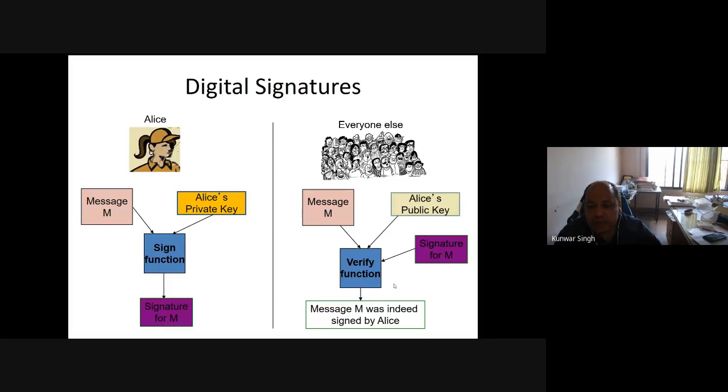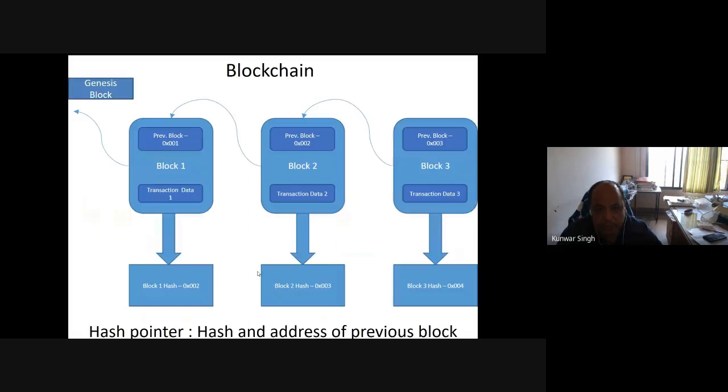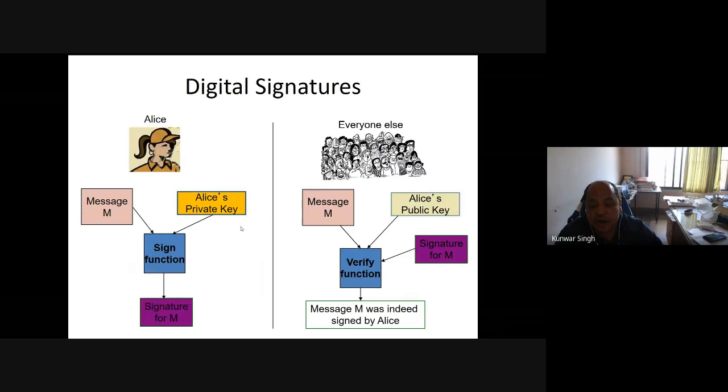So this is the thing. Now the difference. Both are the same. The only difference is that the digital signature depends on the message, but in the previous one, the normal signature does not depend on the message. Why should the digital signature depend on the message?